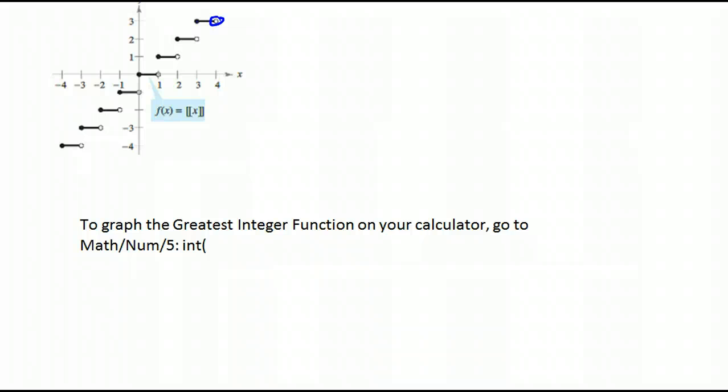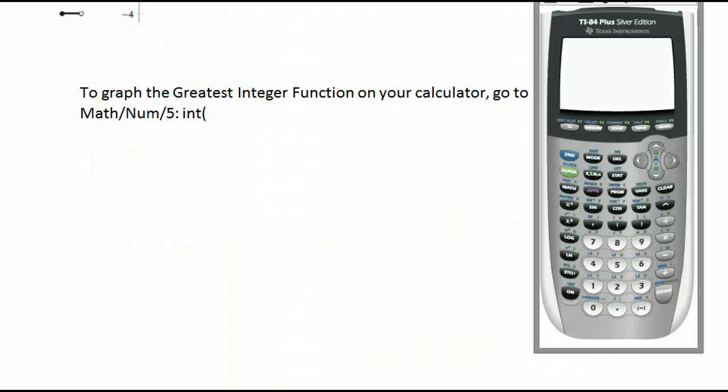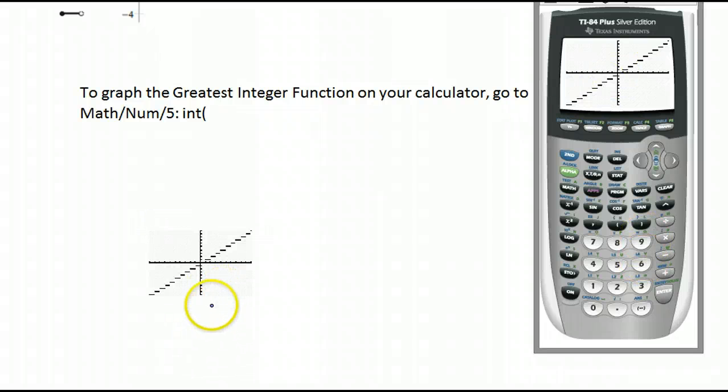To graph this on your calculator, you go in y equals, then go to Math, over to Num, and it's number 5. So you enter the greatest integer of x, and then in your mode, make sure you're in dot mode, because we don't want to connect those steps. So I arrow over to dot, hit enter, and then I hit zoom 6, and there's your step function on your calculator. Alright, so that's a brief introduction to analyzing graphs of functions.